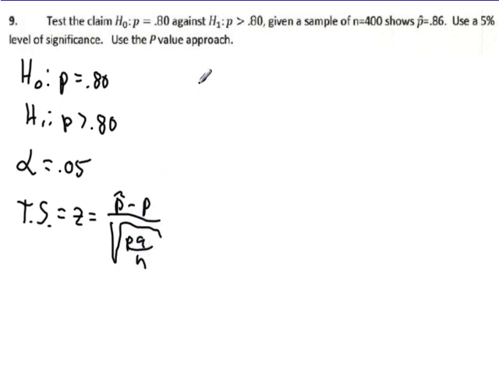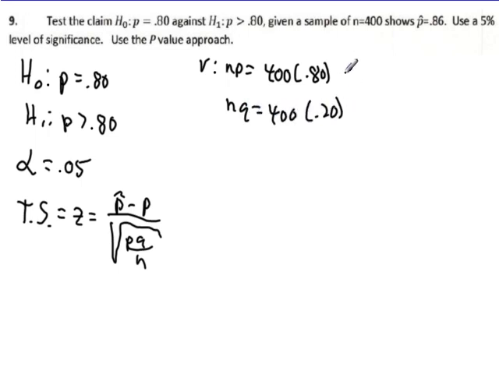And before we get too far ahead of ourselves, we ought to verify the hypothesis of this problem is true. So if we take np, 400 multiplied by p, which is 80%, and nq, which is n, 400, times the complement, 20%, we should verify that each of these is larger than or equal to 5. On my calculator, 400 times 0.8 gives 320, and 400 times 0.20 gives 80. Both of these are greater than or equal to 5, and so we can use our test statistic.